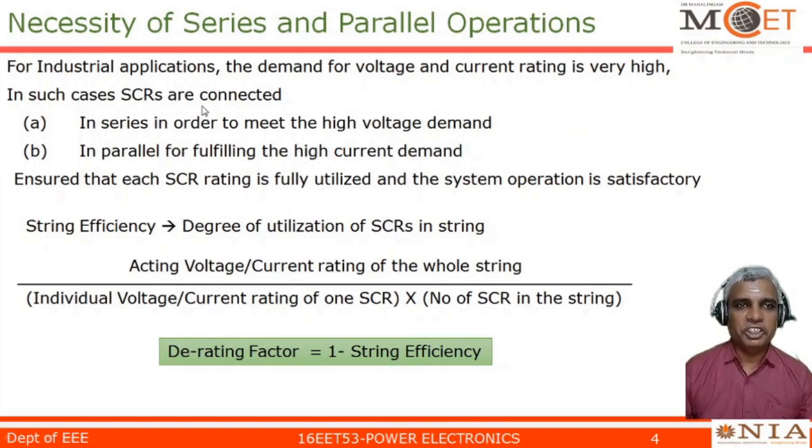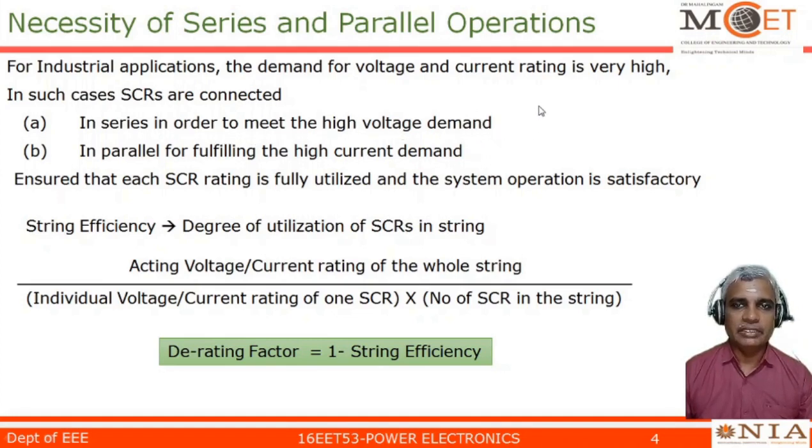In many industrial applications, the demand of voltage and current ratings will be very high. For example, the maximum available SCR rating in the market is, let us assume, 10 kilovolt, whereas in an industry application the demand is 50 kilovolt. So with 10 kilovolt, I cannot handle 50 kilovolt. So I have to connect 5 SCRs of 10 kilovolt in series in order to meet the demand of 50 kilovolt. So in such cases, SCRs are connected in series to meet the high voltage demand.